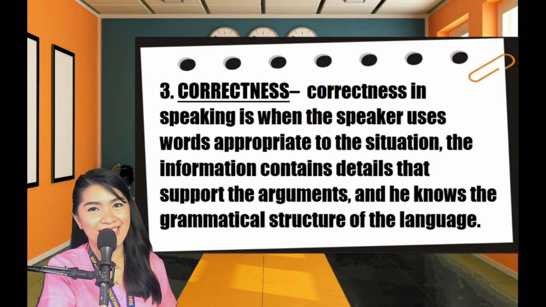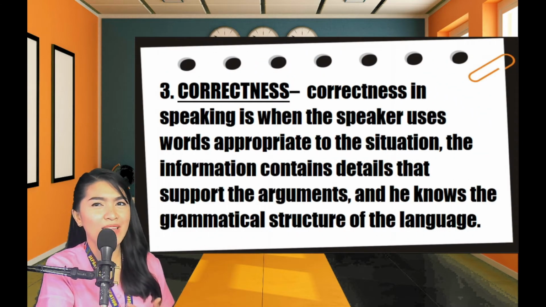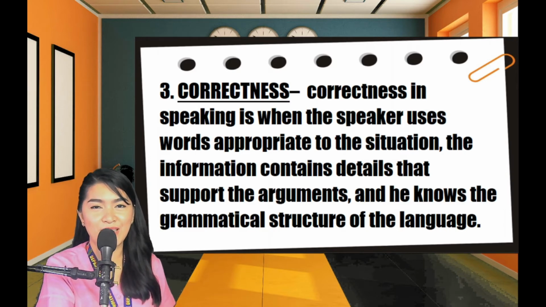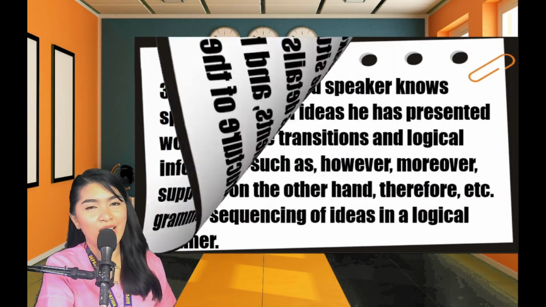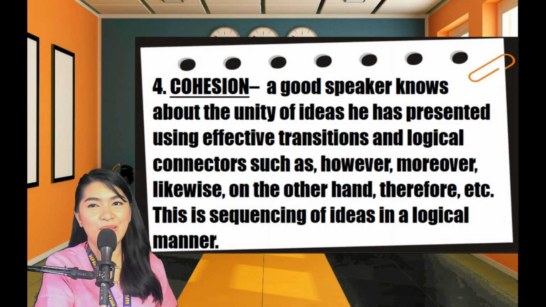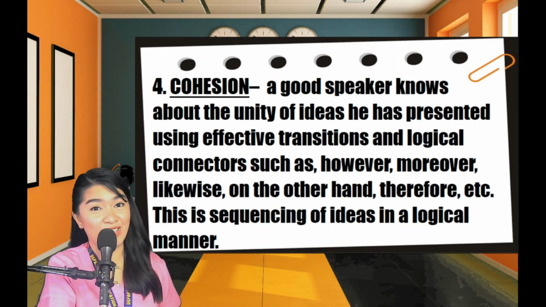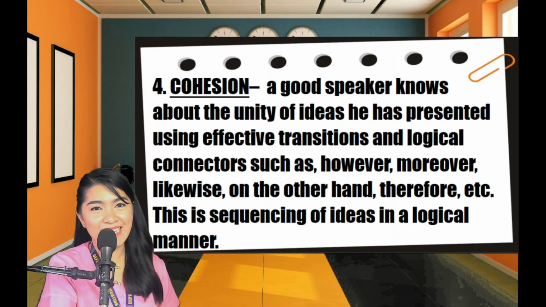Third, correctness. Correctness in speaking is when the speaker uses words appropriate to the situation. The information contains details that support the argument and the continuous grammatical structure of the language. And fourth, cohesion. A good speaker knows about the unity of ideas he has presented using effective transitions and logical connectors, such as, however, moreover, likewise, on the other hand, therefore, etc. This is sequencing of ideas in a logical manner.